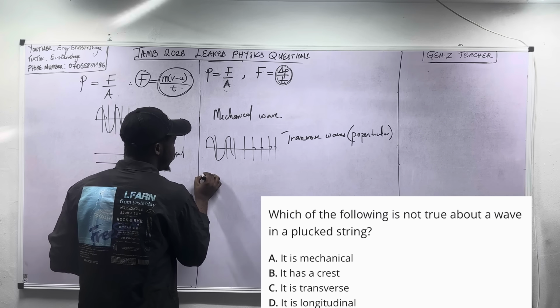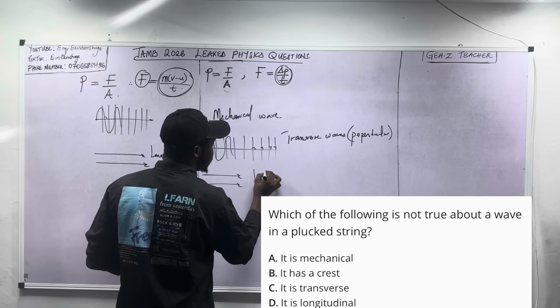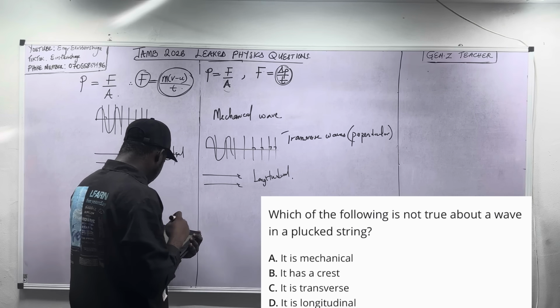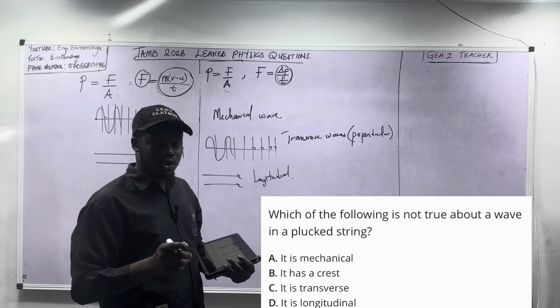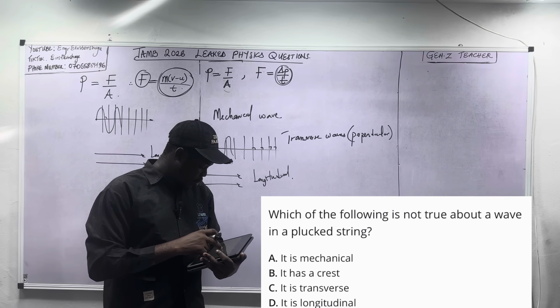However, when you move parallel, we call you longitudinal wave. So the correct option to that question is option D. That is not true. They are transverse waves. So option D is correct.